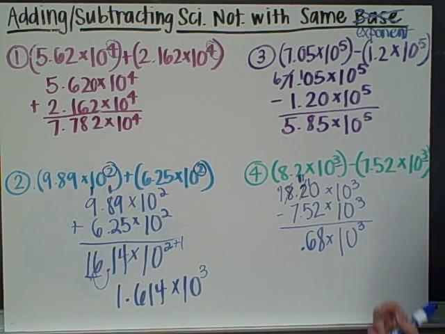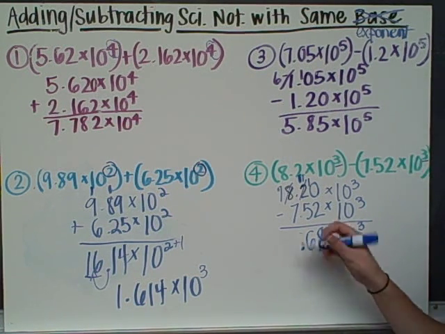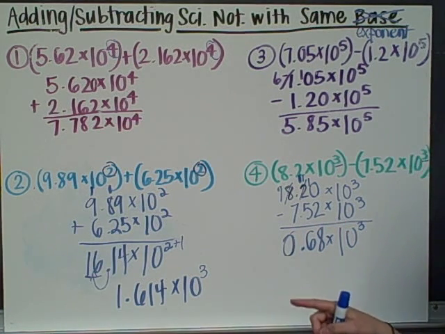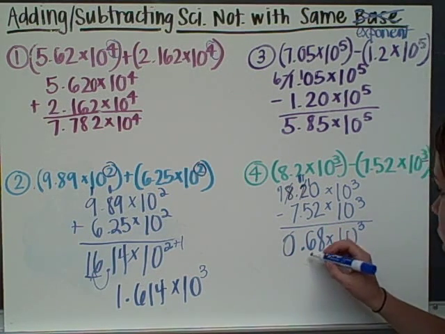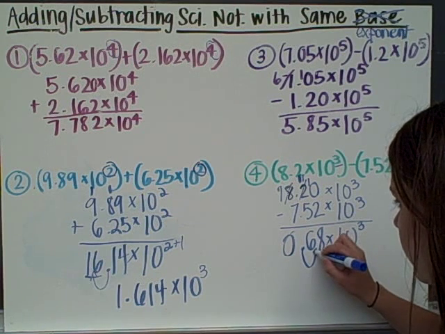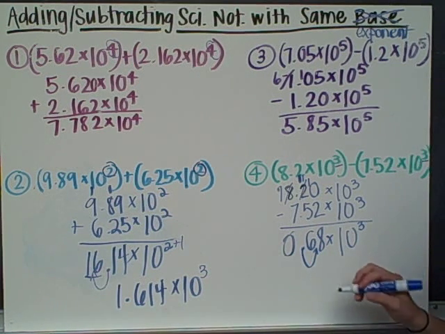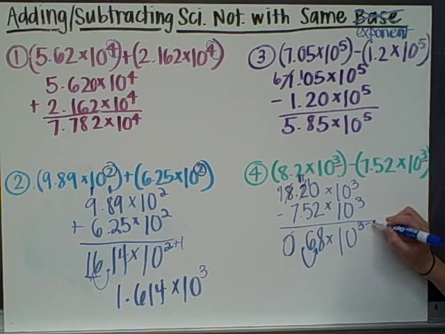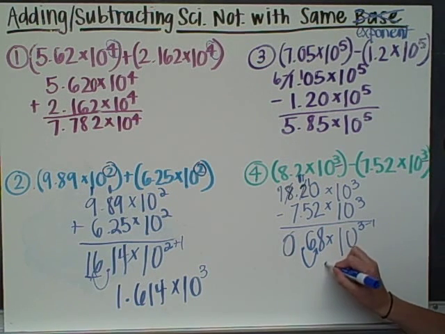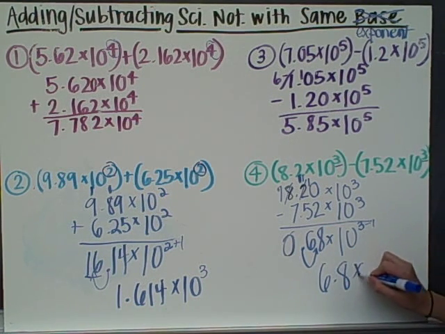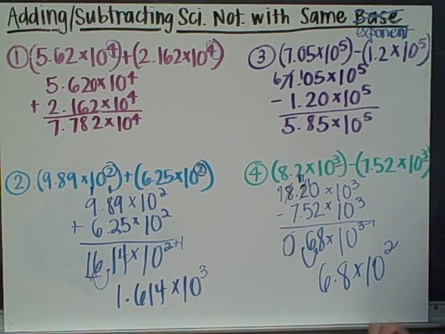Well, this is not in scientific notation. This is a 0. It has to be greater than or equal to 1. So we need to move the decimal 1 to the right. When you move the decimal to the right, you lose one of your exponents, so our answer is going to be 6.8 times 10 to the 2nd power.